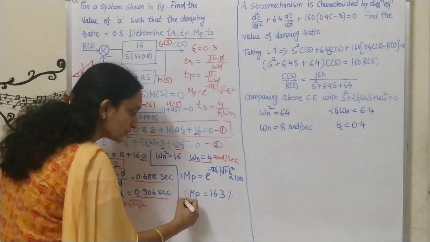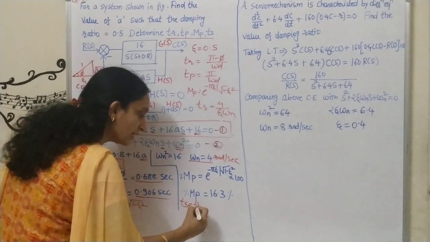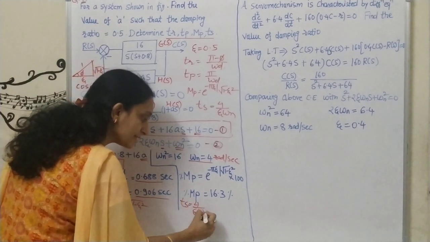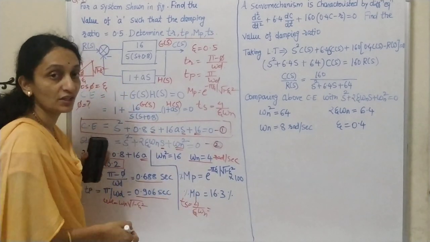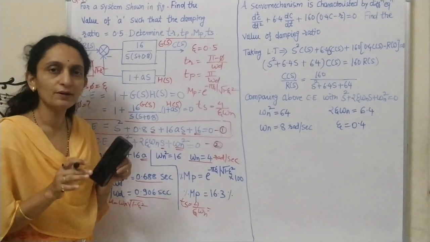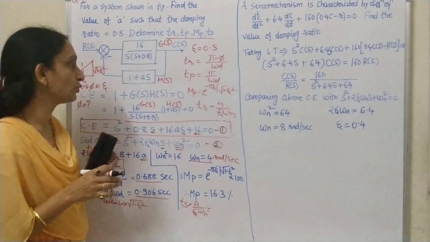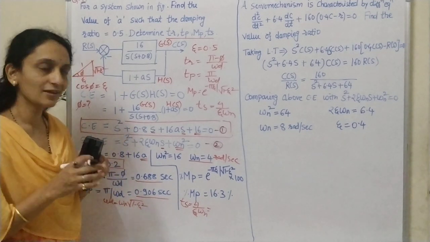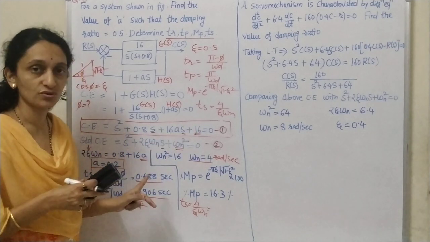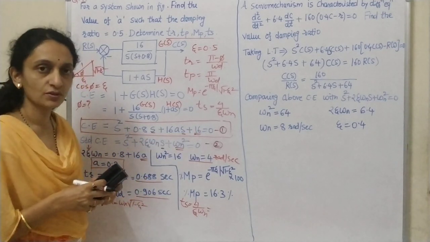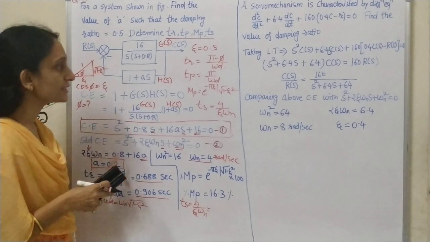For TS you can put the value 4 by zeta omega n. Zeta is 0.5, omega n is actually 4. You can calculate the value of TS. So very simple numericals are there based on time domain analysis. The only thing is you need to remember the specifications and do the correct calculation, then only the answer will match. I hope you got the first numerical.